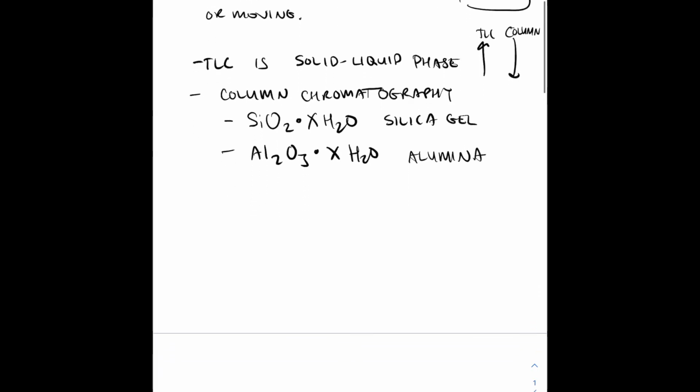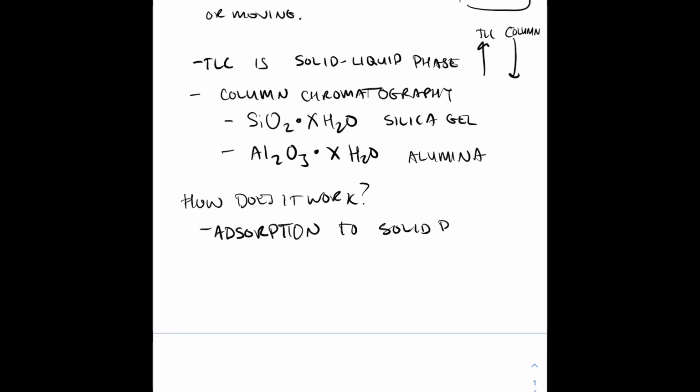How does it work, you ask? It works by adsorption of organic compounds to the fine particles of alumina or silica. And so adsorption to the solid phase, or the stationary phase.